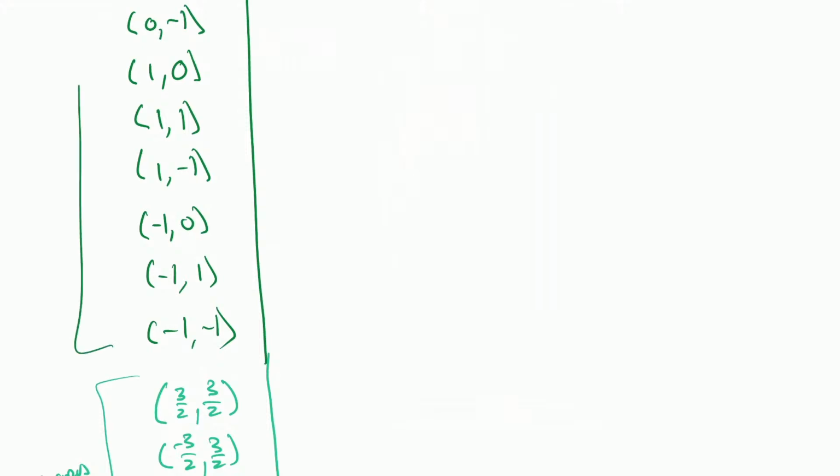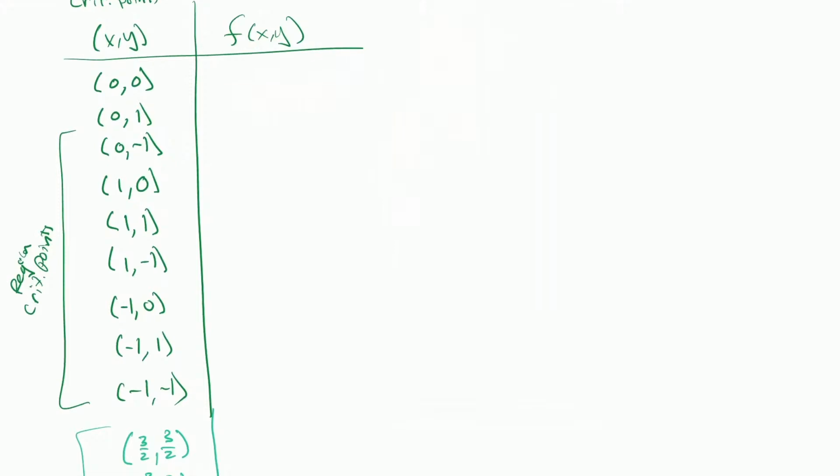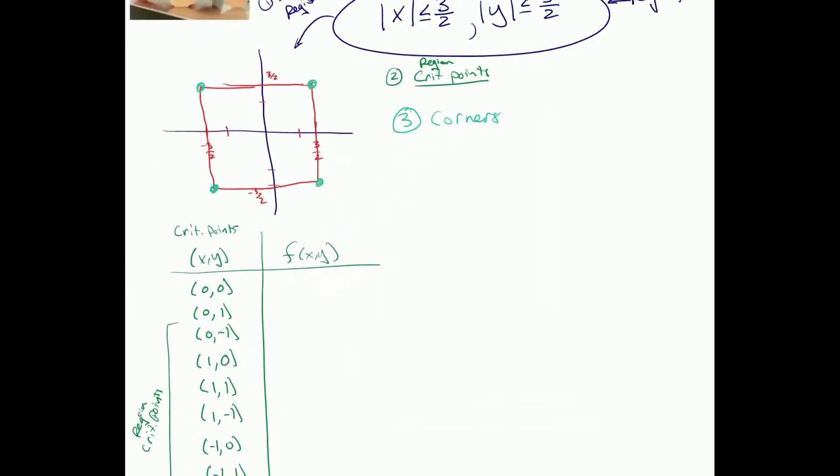These are the critical points. But there's one more type of point that we have to account for, unfortunately. Once you get a third dimension, we have the critical points, just like in Calc 1.